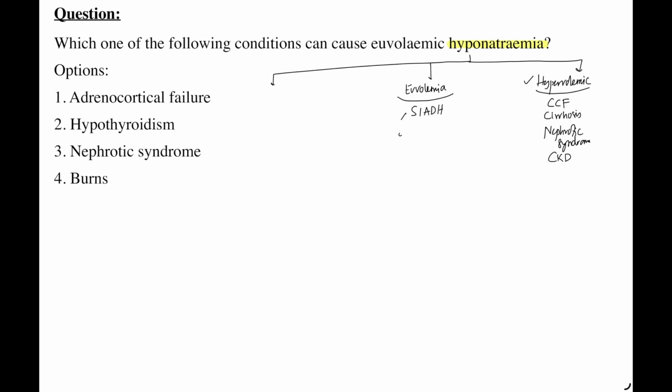That means SIADH can be a possibility. Primary polydipsia can be a possibility. If the patient has hypothyroidism, that can also lead to euvolemic hyponatremia. Okay, and excessive electrolyte free water infusion, if it is done, also leads to euvolemic hyponatremia.